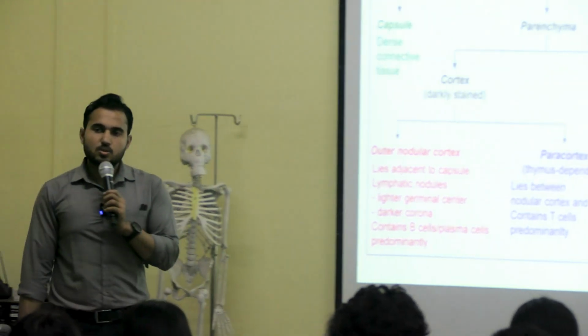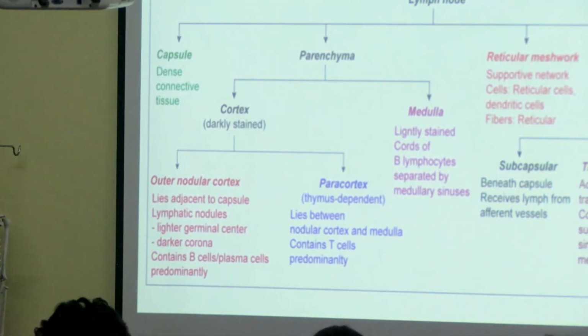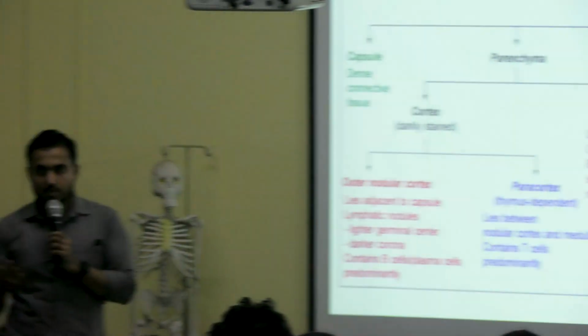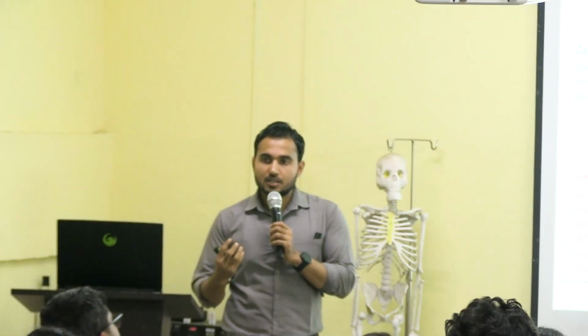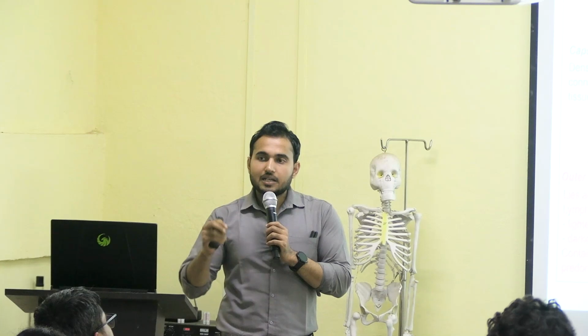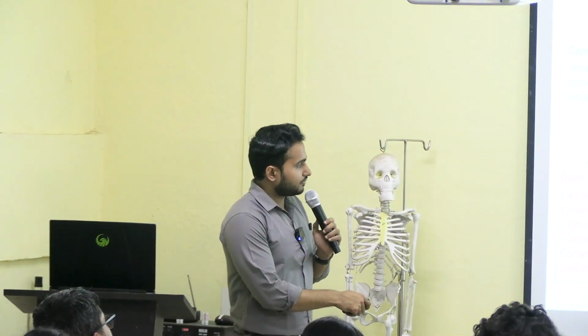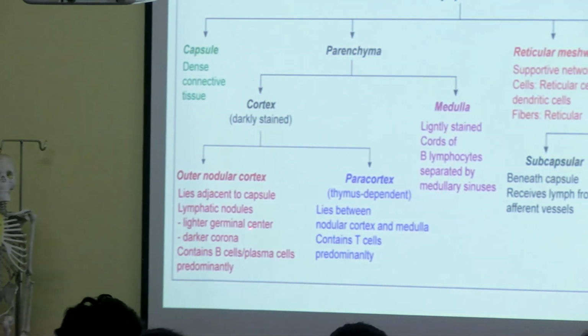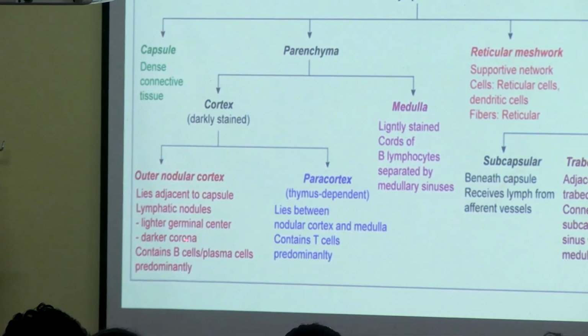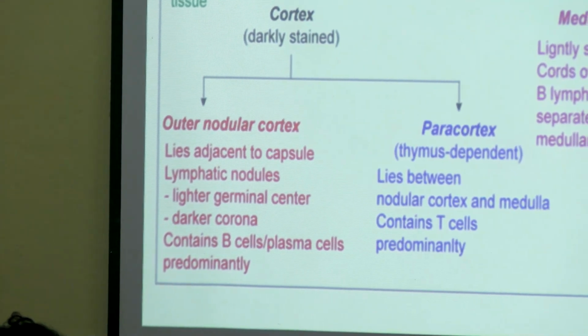Now why is it called the nodular cortex? Because you will see the lymphatic nodules. Okay, that is aggregation of lymphatic tissue or aggregation of lymphocytes. Dark appearance is there, and along with that germinal centers are also present. Okay, over here the lymphatic nodules are there, and the germinal center is present. Okay, the darker area is called the dark corona, and it contains B cells and plasma cells predominantly. So these are the important identifying features.